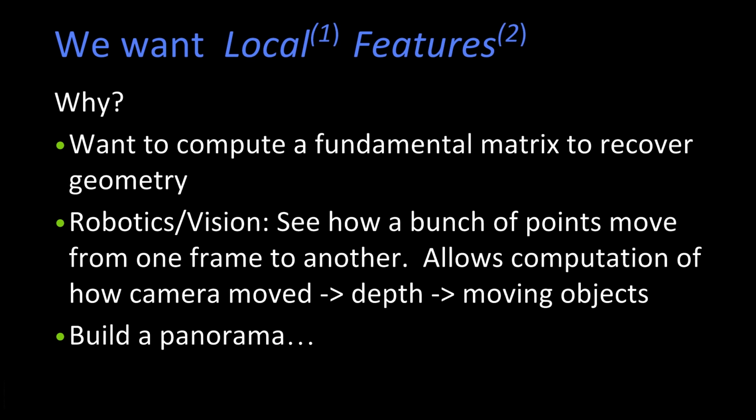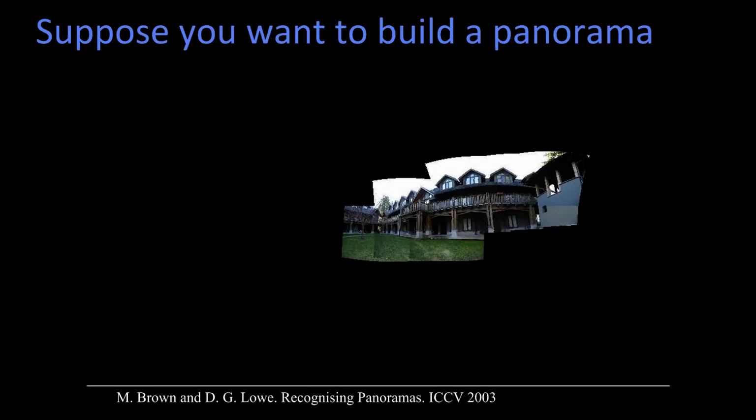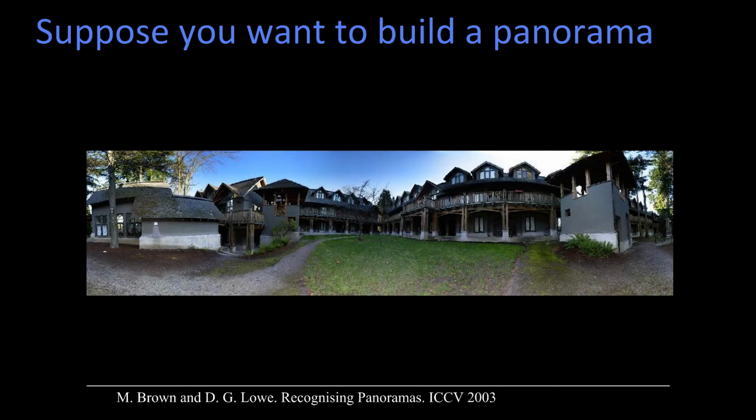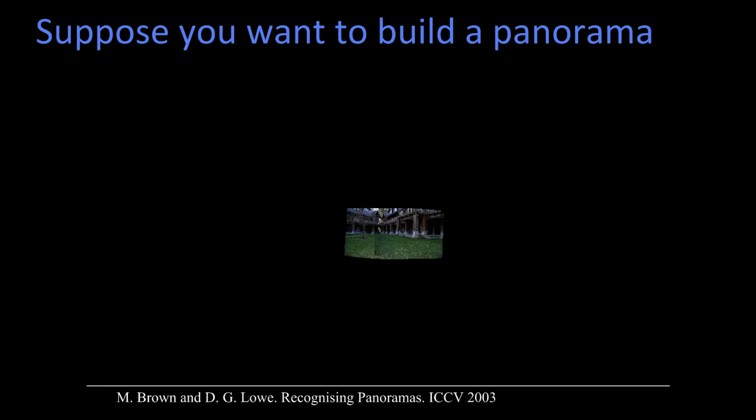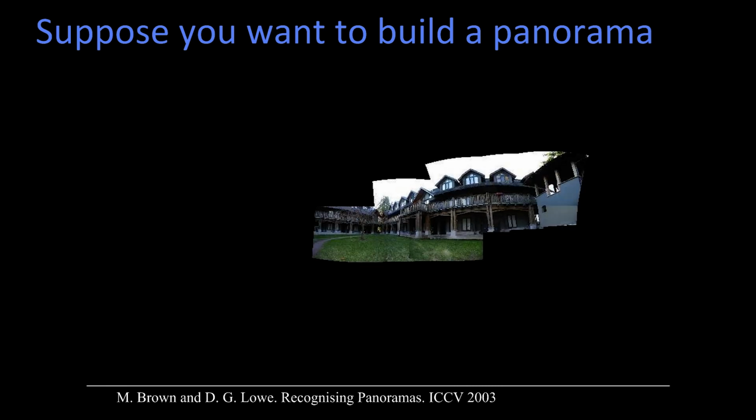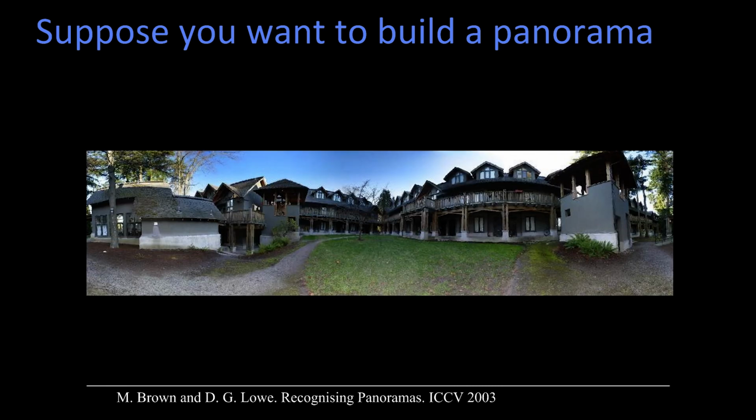Now, we've talked about this in general, but here's really a beautiful example. This comes from a paper by Brown and Lowe in ICCV in 2003. Let me just play that again because it's so cool. All right. And here what they've done is they've figured out with matching points how to place each one of the pictures on top of another. In order to do that, they had to find these matching points.